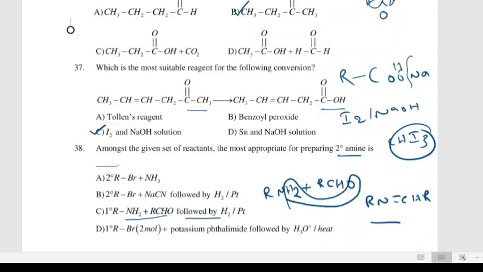On hydrogenation, definitely this bond will break. This bond breaks, and here you will get a hydrogen. In this here you will get a hydrogen. So RNH CH2R, which is a secondary amine, right? So easily we can get the secondary amine by this option C.